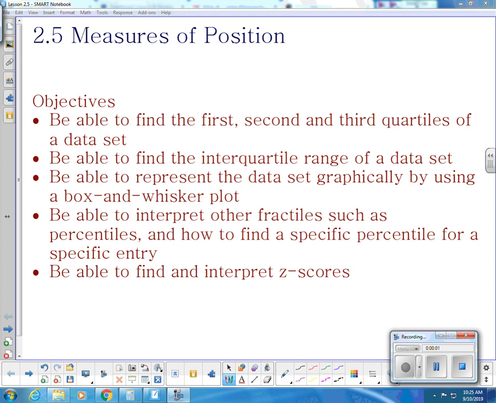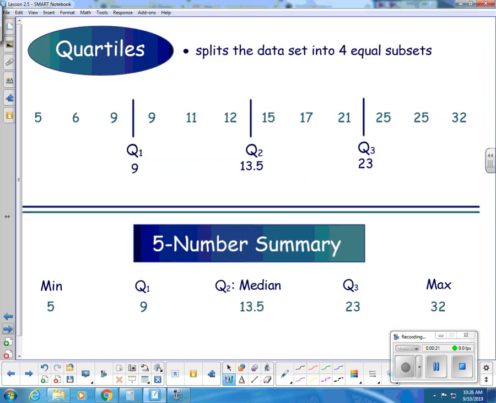Five, last section in the chapter, so we will start chapter review tomorrow, is measures of position. So we did measures of center, measures of variability. Now we're doing measures of position. Again, some of this might be something you've already done, which is great. Some might be new.